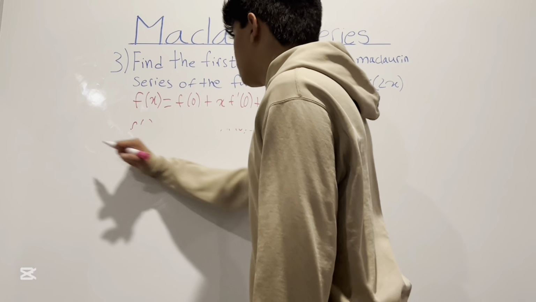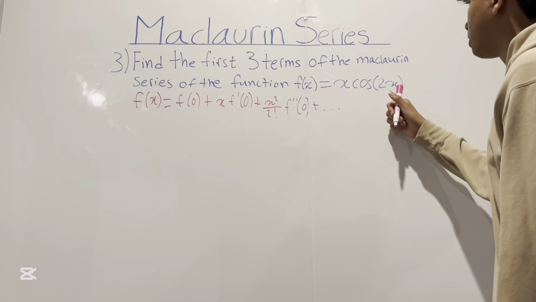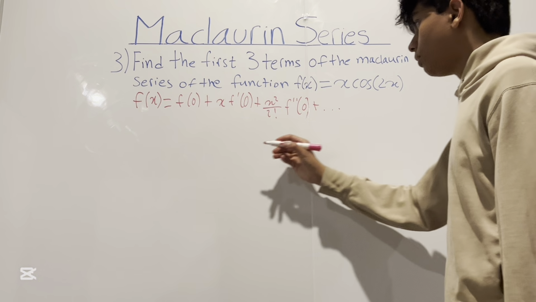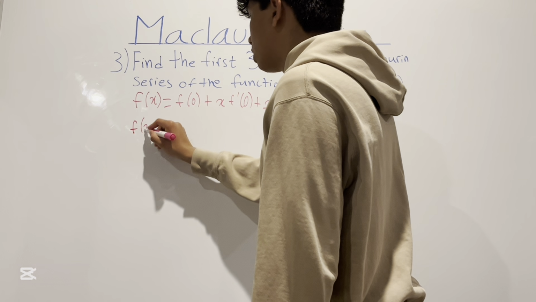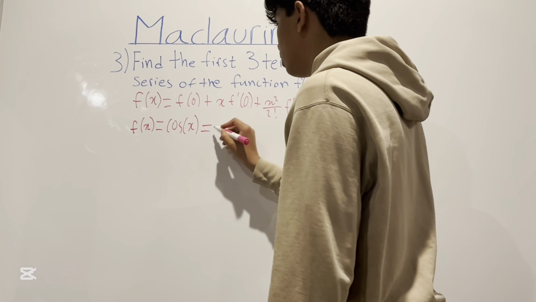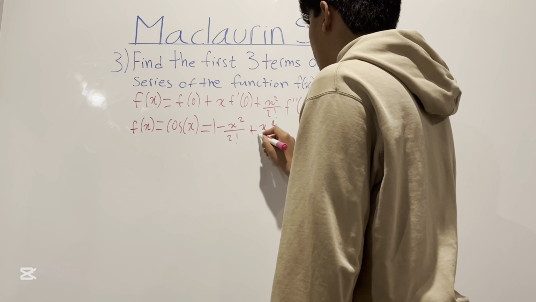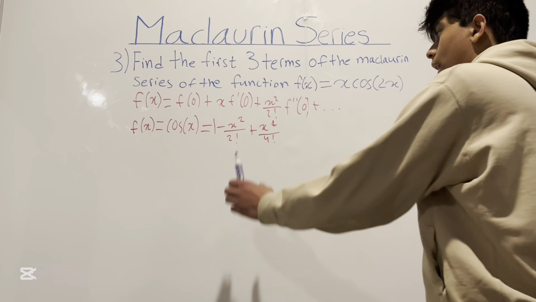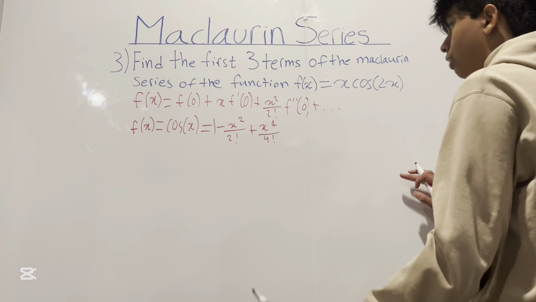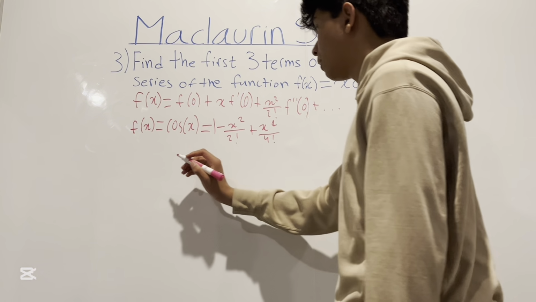So what we can do instead of finding the derivatives is use a parent function of x cosine of 2x. Or we can just use a parent function of cosine of 2x, which is just cosine of x. And we found the first three terms of cosine x already. So cosine x is equal to 1 minus x squared over 2 factorial plus x to the 4 over 4 factorial. Now we can just keep adding on to this, manipulating this function to get this without having to do any derivatives whatsoever. So first, let's make the angle 2x instead of x.